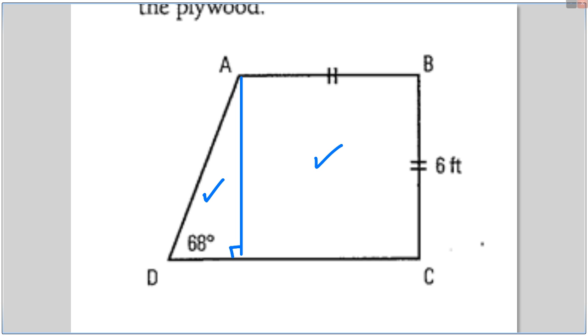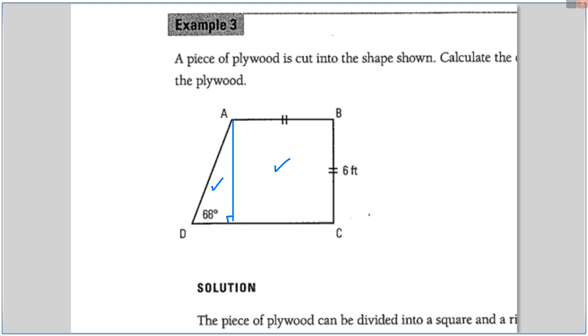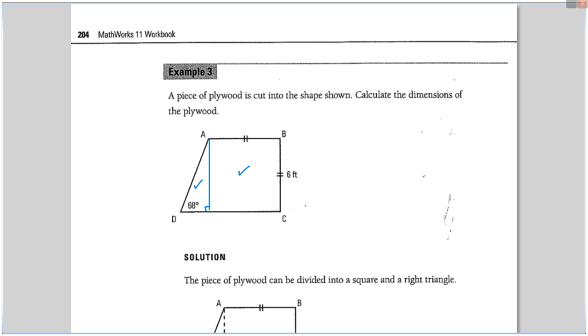What does it say? Calculate the dimensions. Do you know what that means? Calculate the dimensions? How about ask somebody who's English second language? What does that mean? Calculate dimensions. Not sure? You guys know? No. Calculate dimensions. So it's just asking what's length, width, height, that kind of stuff. So just asking you what are the dimensions, what is the length, width, height.